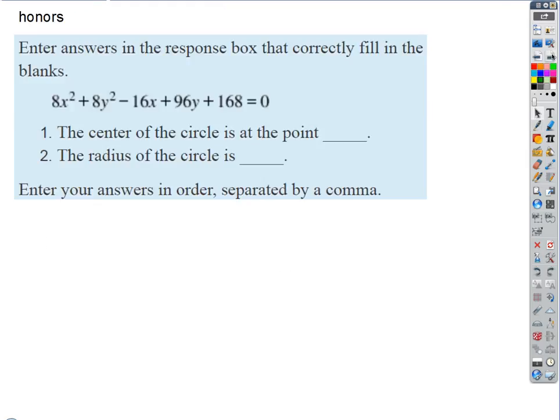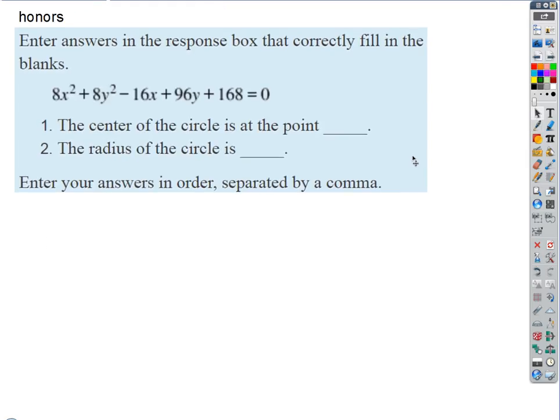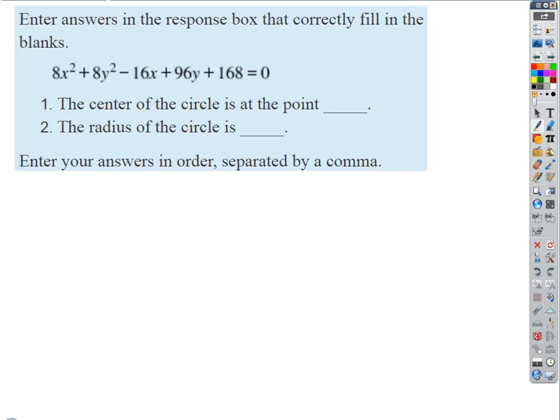Okay, this is also an honors level question. We want to find the center of this circle. So we're going to do something very similar. We have to divide both sides by 8 so we can get rid of the coefficients of x squared and y squared. That's a good way to say it.